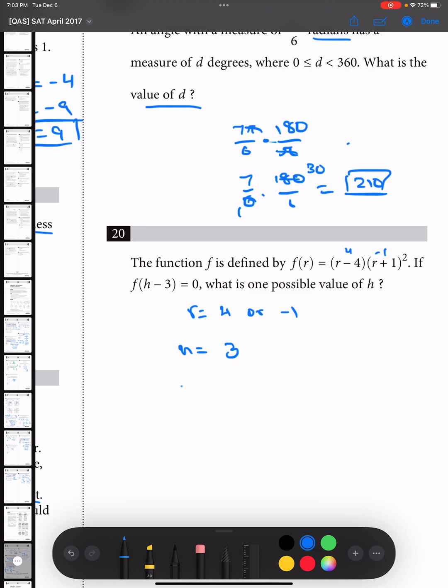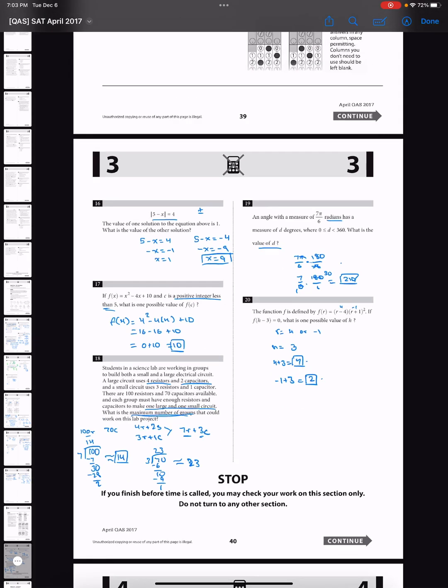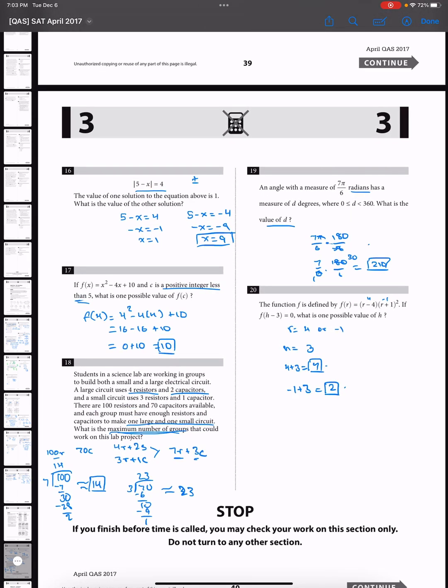So what I'm going to do here is 4 plus 3, we're just going to add those, is 7. So that's one possible value as our answer. And minus 1 plus 3 is another, which is 2. So our answer options are either 7 or 2. Either one is correct.